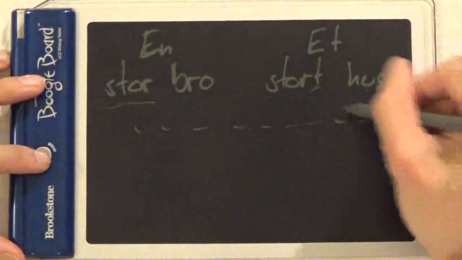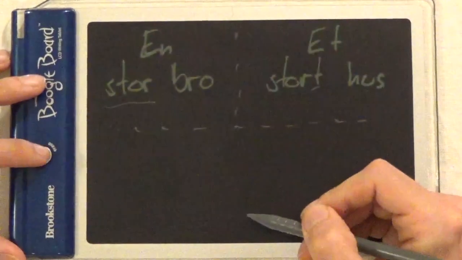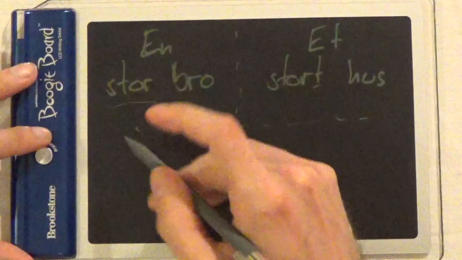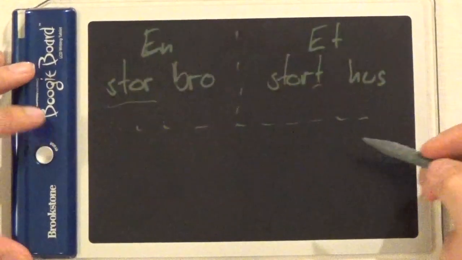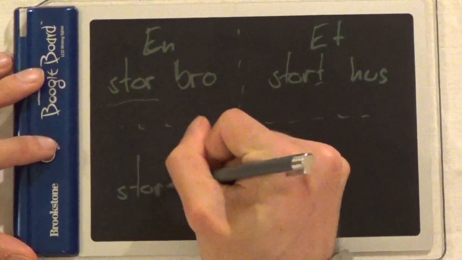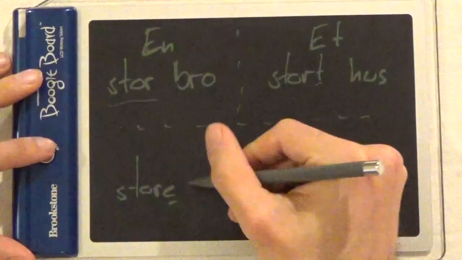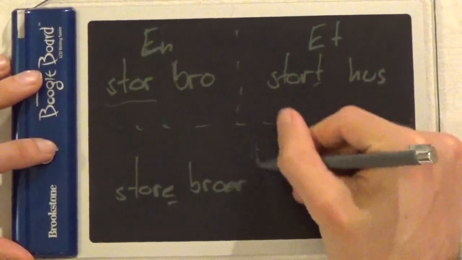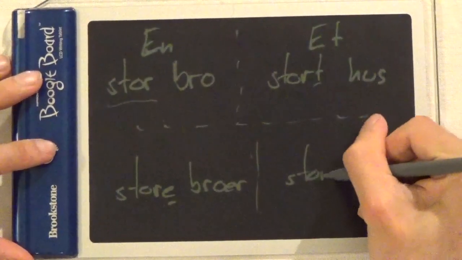Now, the plural form, I'm happy to say the two merge into one, and the way you change the adjective is the same either way. What you do is you add an E at the end, so it becomes store bro in this case, and it will be store huse.